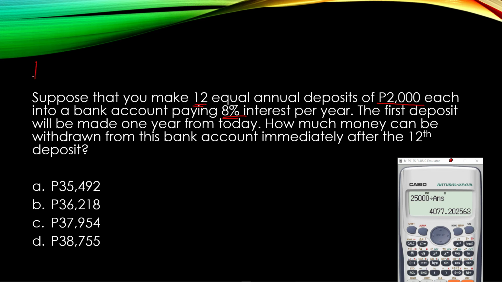So, yung cash flow na mangyayari is at time 0. Ay, hindi. At time 1. Mali. At time 1. It's at time 0, tapos yung first deposit niya is at time 1. How much money can be withdrawn from this bank account immediately after the 12th deposit?